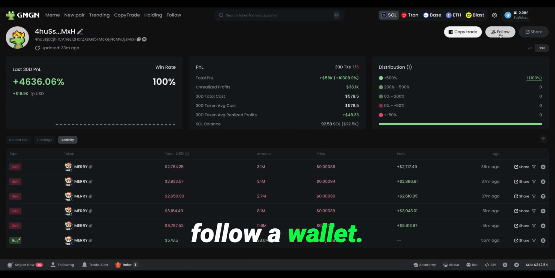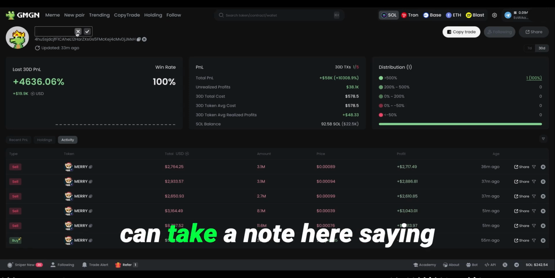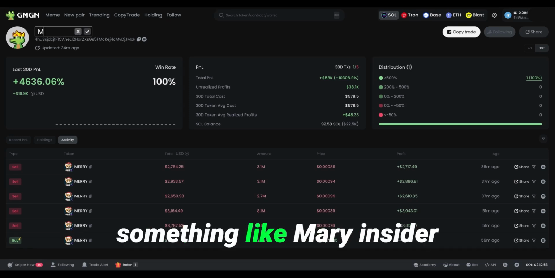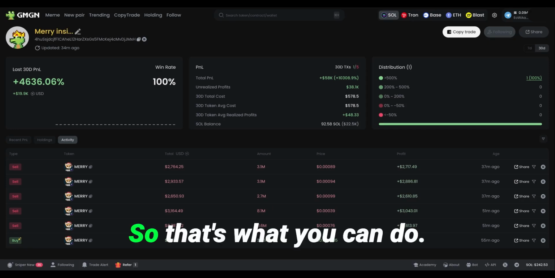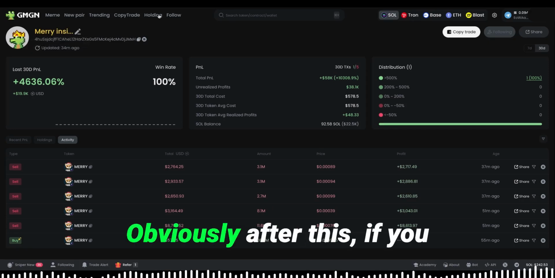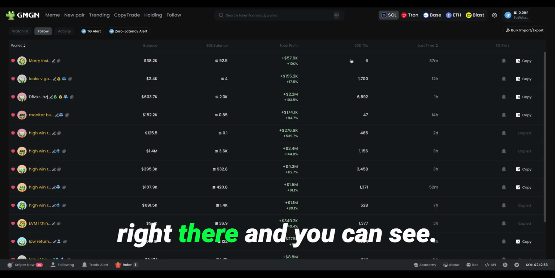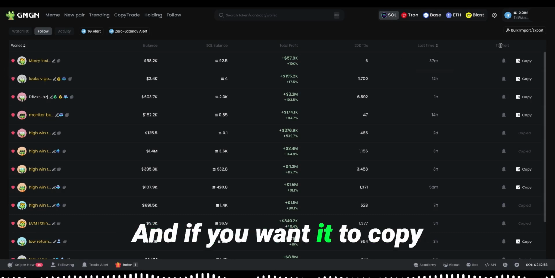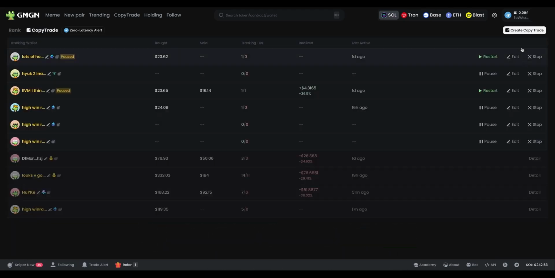To follow a wallet, you can click follow, and it's going to show up in your follow section. And then you can take a note here saying something like Mary Insider monitor for future trades. Okay, so that's what you can do. Obviously, after this, if you click back to follow, you can see it's showing up right there. And if you want to copy it, you can click on copy.